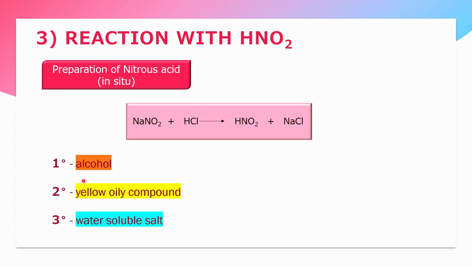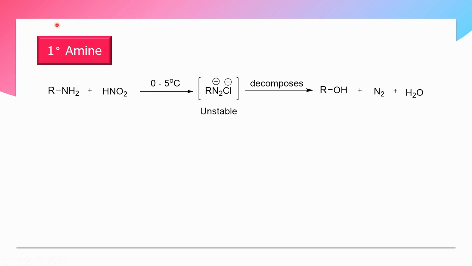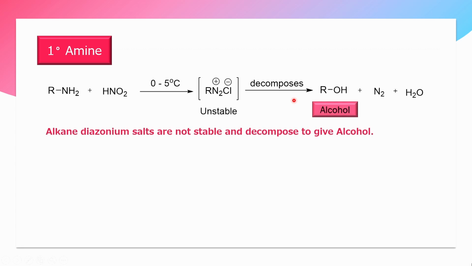In 1 degree amines, it would make an alcohol. For 2 degree, it would make a yellow oily compound, and for 3 degrees, it would make a water-soluble salt. So let's see in the further slides how it's done. The first one is the 1 degree amine. Now, in the further slides, we would read about diazonium salts, and we know that when we make diazonium salt out of aliphatic amine, it's unstable even at low temperatures, so it decomposes immediately to give alcohol. Now this is the feature of aliphatic diazonium salts that we can use to test a 1 degree amine.